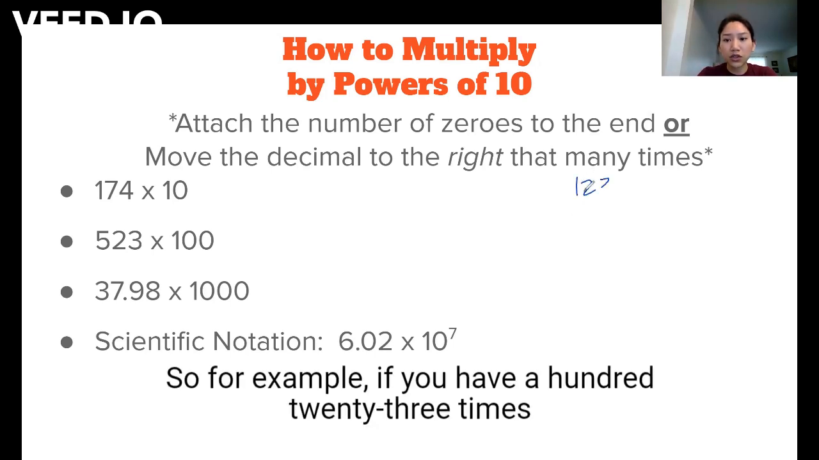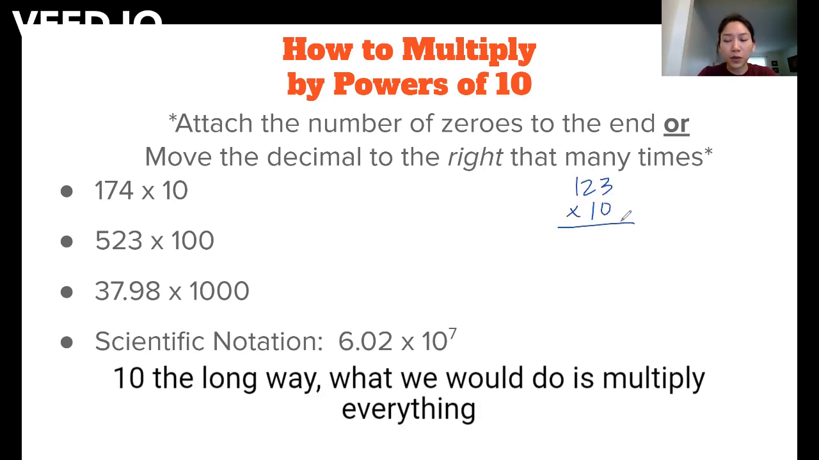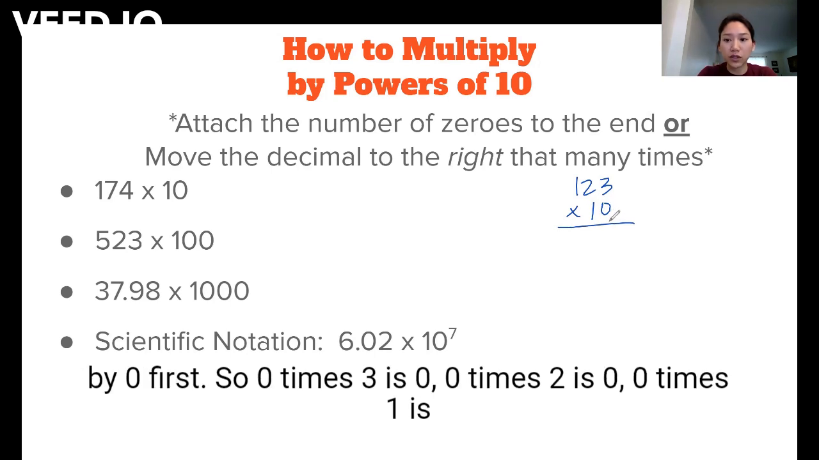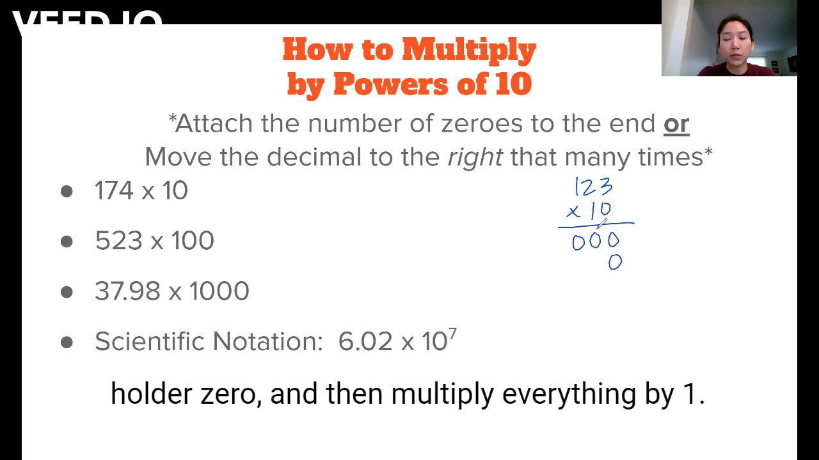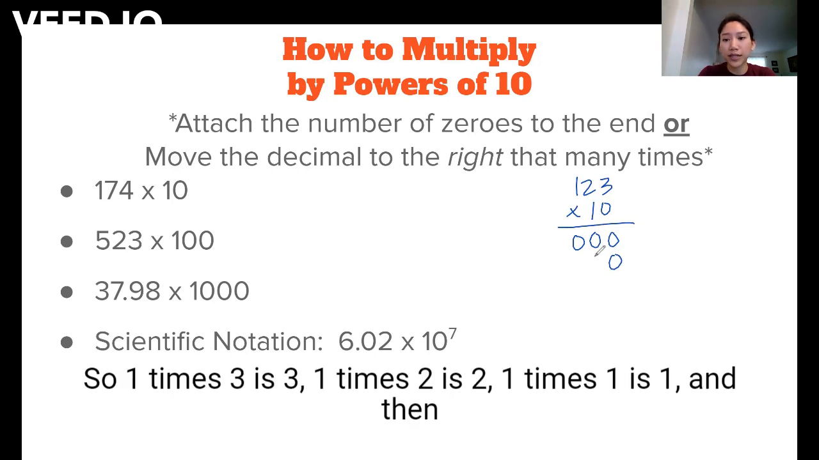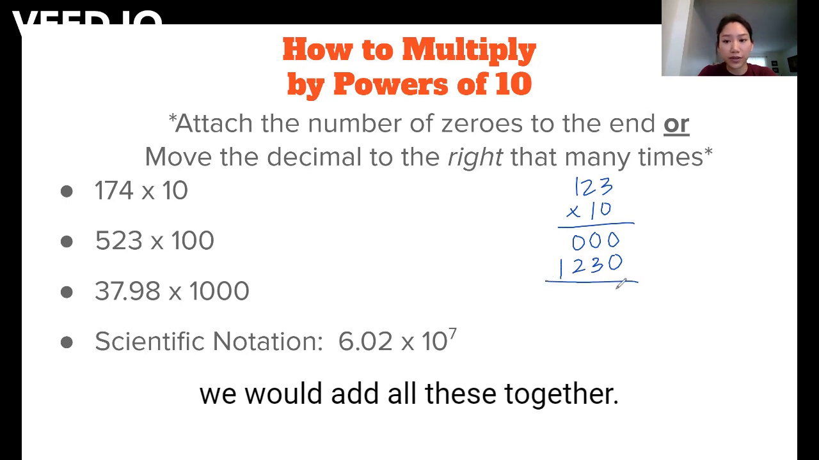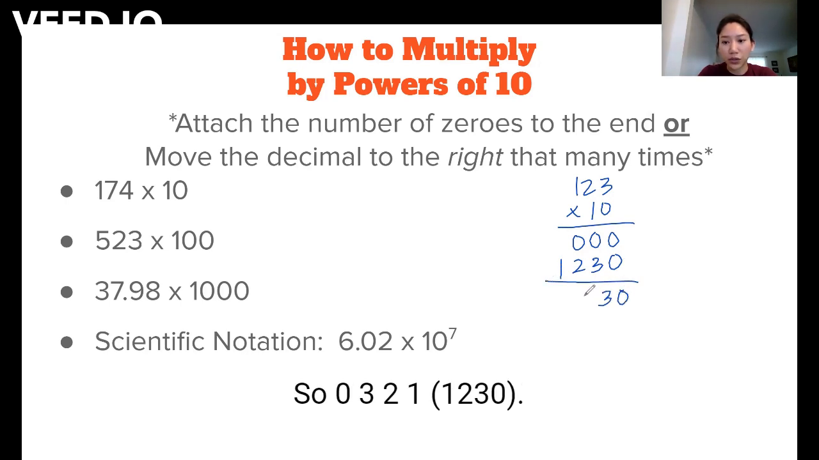So for example, if you have 123 times 10 the long way, what we would do is multiply everything by zero first. So 0 times 3 is 0, 0 times 2 is 0, 0 times 1 is still 0, because anything multiplied by 0 is 0. Then we'd have a placeholder 0, and then multiply everything by 1. So 1 times 3 is 3, 1 times 2 is 2, 1 times 1 is 1, and then we would add all these together. So 0, 3, 2, 1.